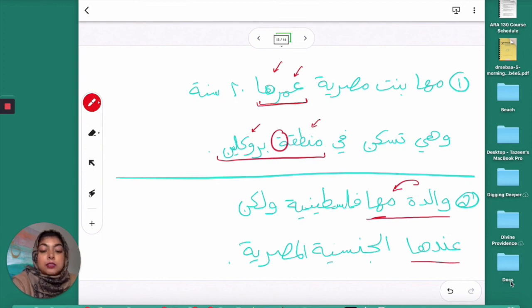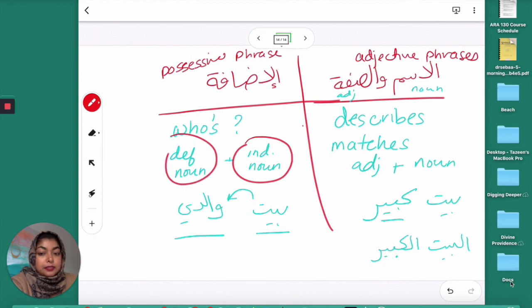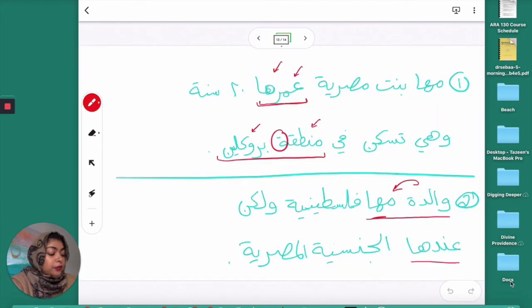What about الجنسية المصرية? Is that an example of إضافة? Think about why it's not an example of إضافة. In إضافة, we said that you have to have an indefinite followed by a definite, and it tells you whose thing it is. So let's look here. The first word, is it indefinite? كيف نعرف? If a word starts with ألف لام, it's considered معرفة. It's definite. So just right off the bat, the first word has ألف لام, it's معرفة. Therefore, it cannot be إضافة because the first word can never take ألف لام.